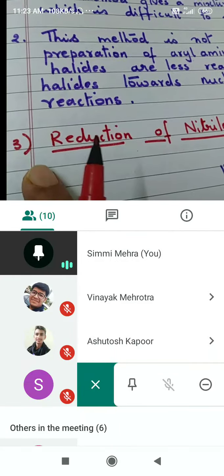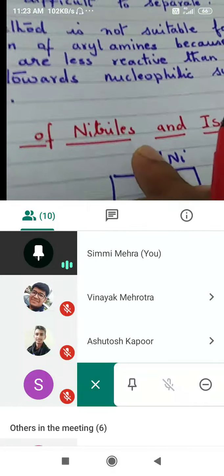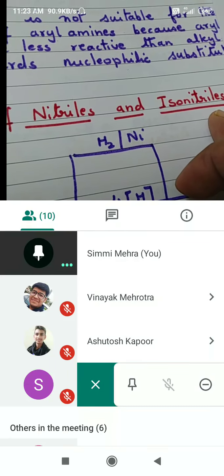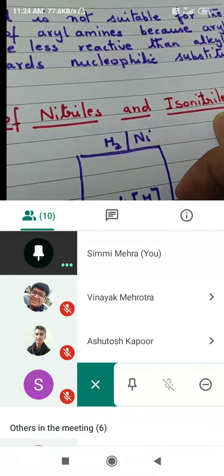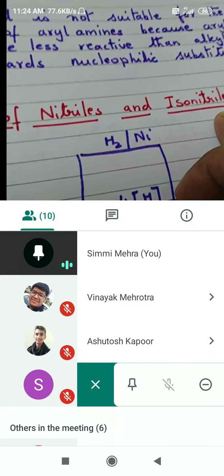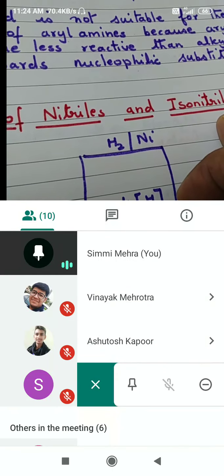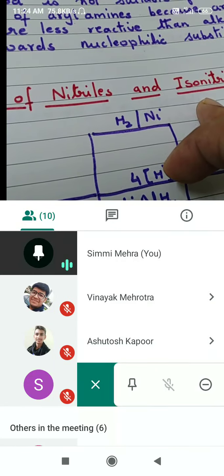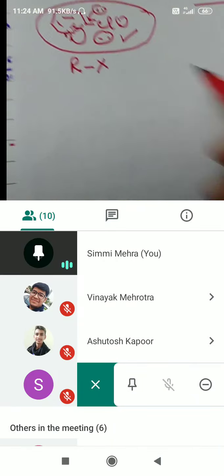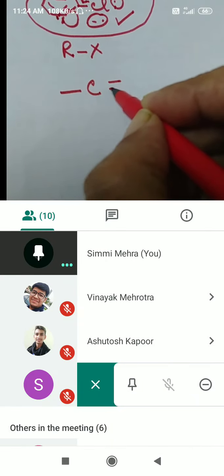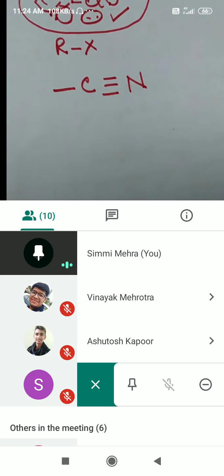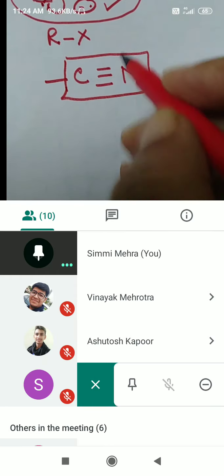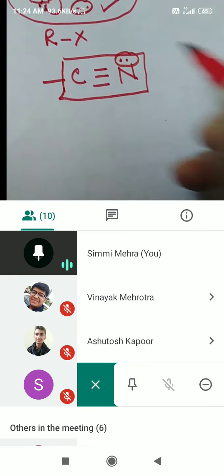Okay, now the last one, the third, is reduction of nitriles. What are nitriles? Having C triple bond N, and isonitriles. You know, CN is an ambidentate group. It can have attachment through carbon as well as nitrogen. So if it is attached through carbon, it is nitrile. If it is attached to nitrogen, it is isonitrile. Now see, the bonding also is different. This is nitrile, cyano group, and the lone pair is here, still intact.